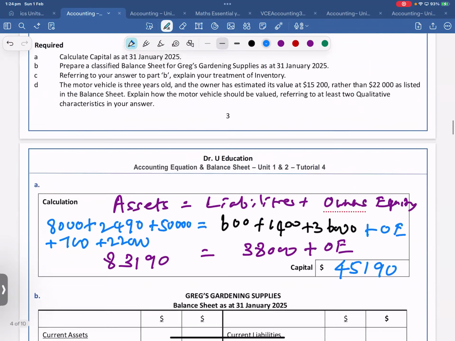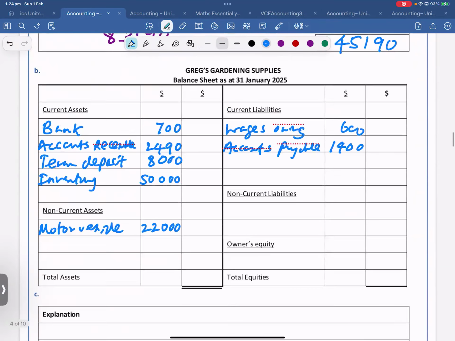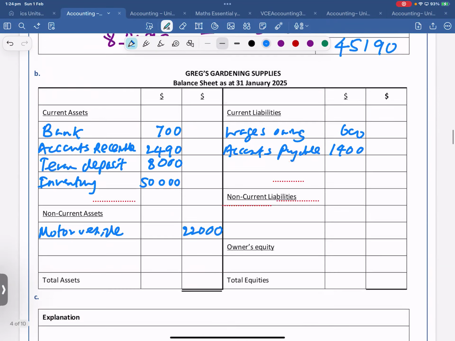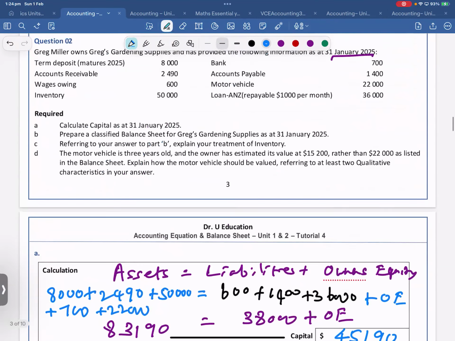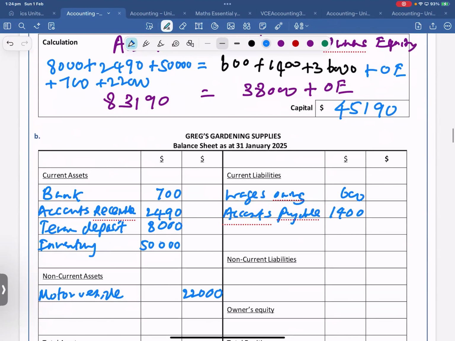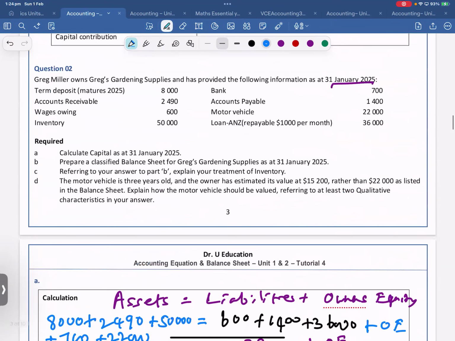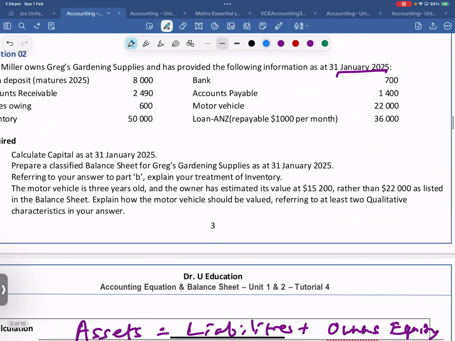We have only one motor vehicle. So if you want, you can record it all the way in the last column as well. And why do we have a middle column, Tanisha? For us to do the adjustments, right? So addition, sometimes subtraction, and so on. Now there's a problem here. Loan ANC, repayable 1,000 per month. Why do they say 1,000 per month is in brackets?